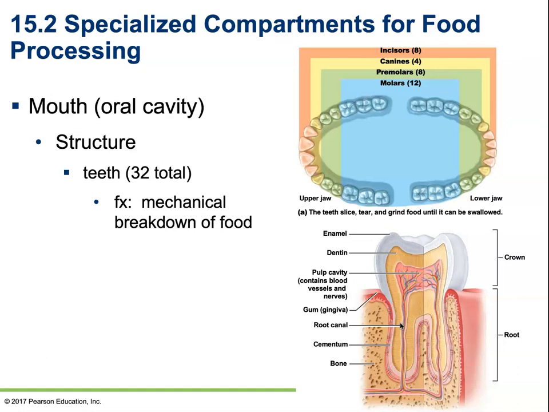Just outside of the pulp is the dentin. The dentin is going to be hard and bone-like. The enamel is what's found on the surface. The enamel is going to be non-living, and it ultimately covers the crown for our last layer of protection of the tooth.